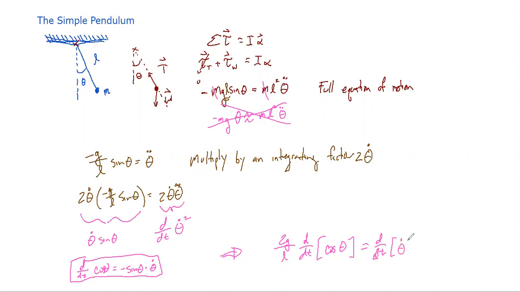Okay, so this is nicer, and that was a little bit of an active inspiration, the choosing of an integrating factor. So what can I do here? Well, I have a total time derivative on the left and the right-hand side. So I can just integrate both sides by time, and I can get rid of that. And all of a sudden, my equation of motion will look much, much nicer.